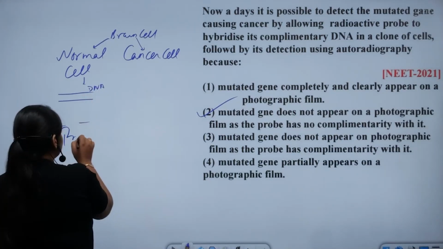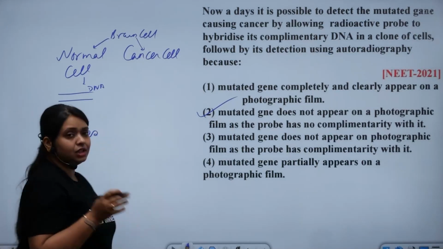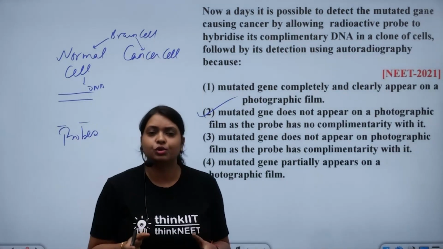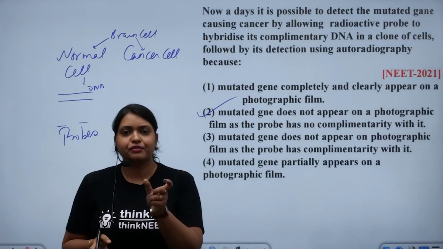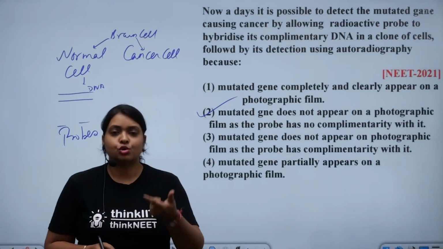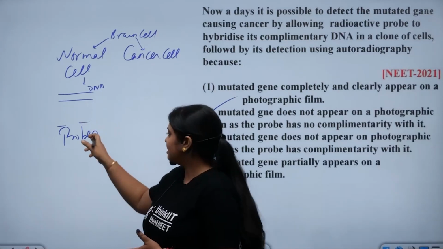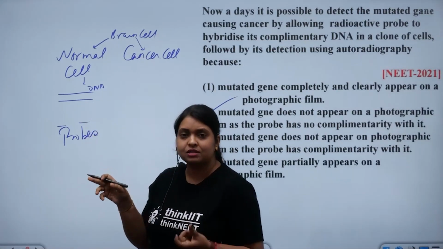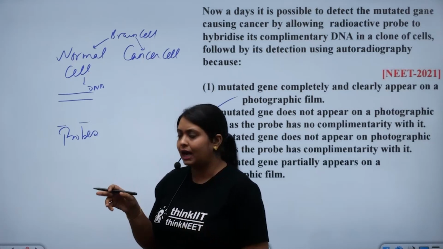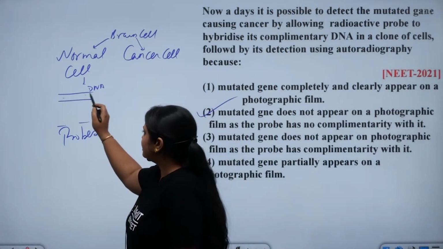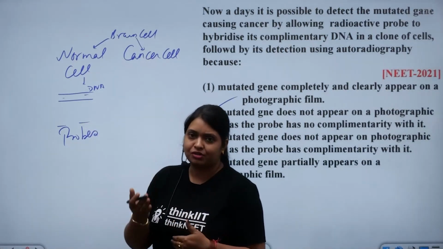Now what actually are probes? Probes are known oligonucleotides. Oligonucleotide means a short fragment of DNA which is complementary to the DNA. So we are taking the probes, the short fragments whose sequence we know, and they will bind to these DNA because they are complementary to them.